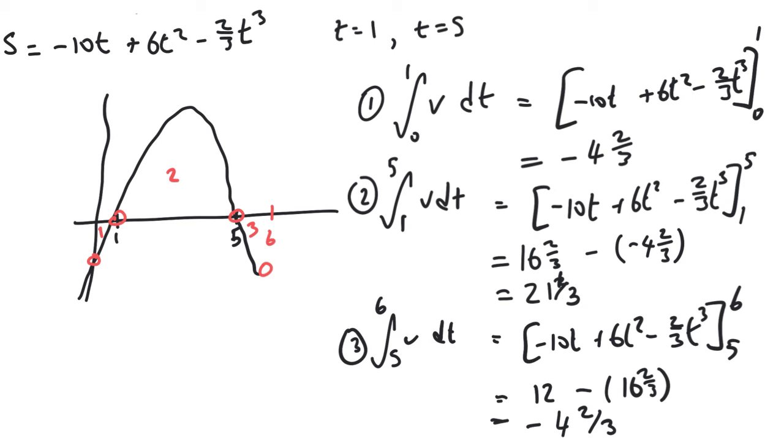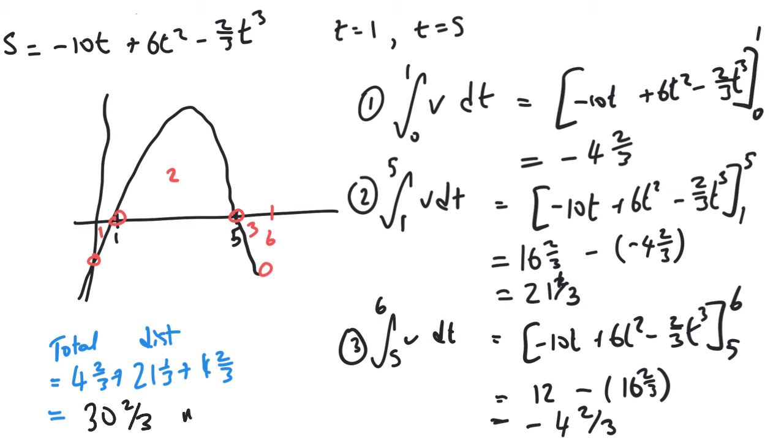So what we've got are three different values for distance. We've got two negative ones, so whenever we're trying to find the distance travelled, we need to change those to positive. So then the total distance is 4 2/3 plus 21 1/3 plus 4 2/3, which is 30 2/3 meters.